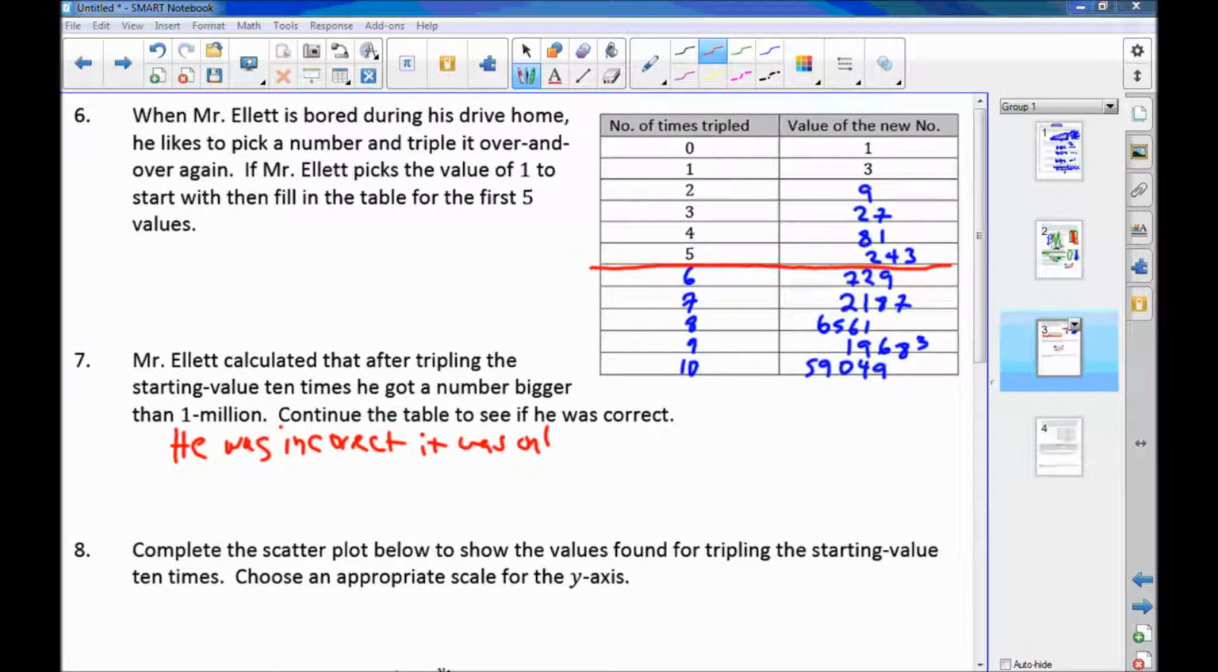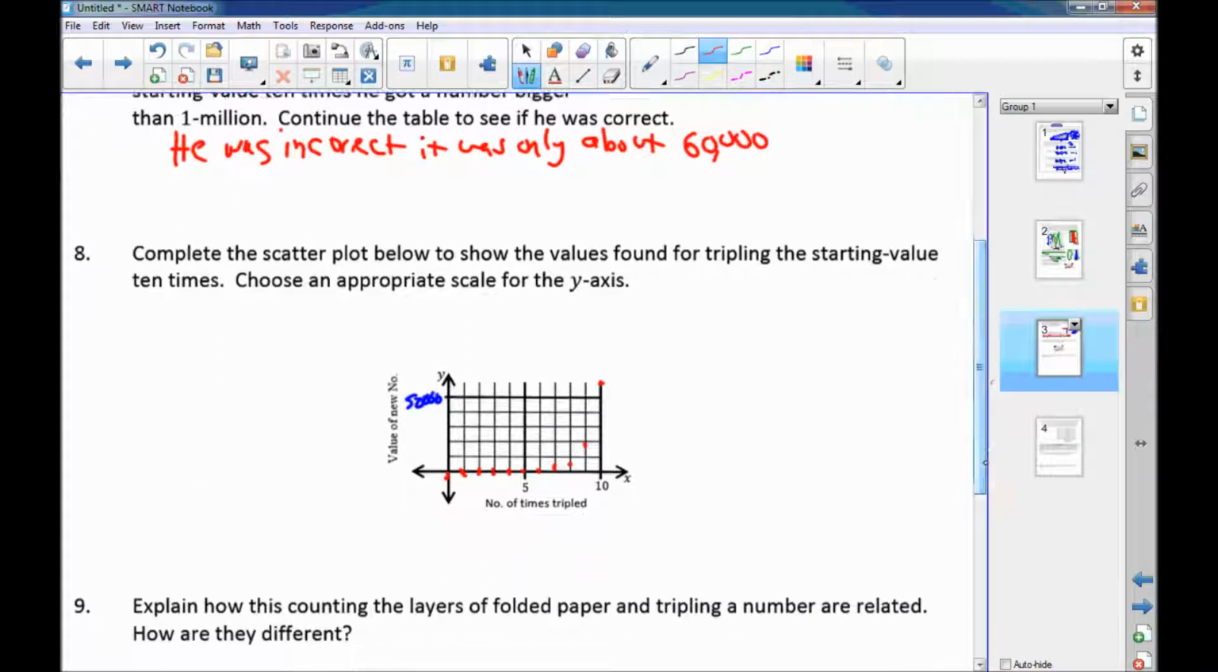It was only about 60,000. But if you think about it, if I tripled that one more time, that'd be 180,000. And then one more time again would get us almost to 1,000,000. So if we triple it 3 more times, we would be over 1,000,000. So 13 times.